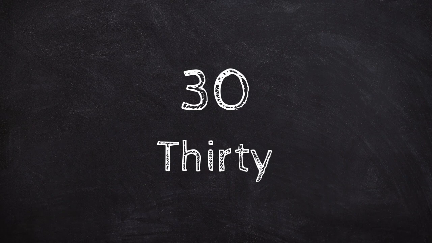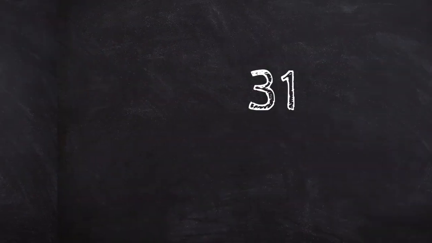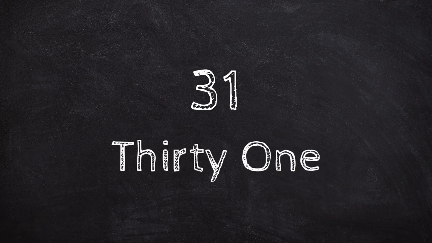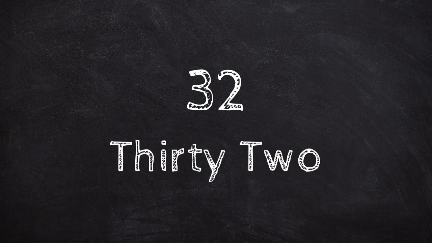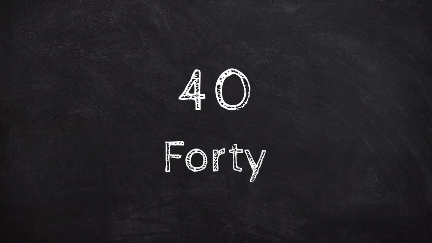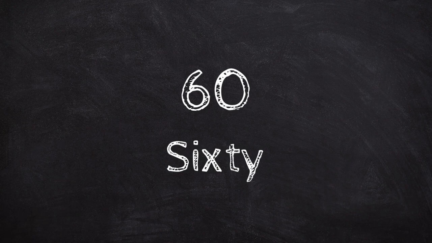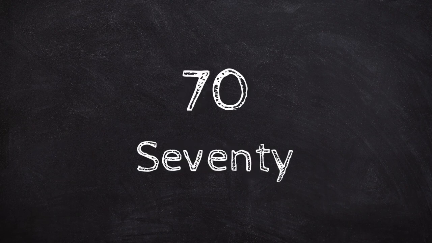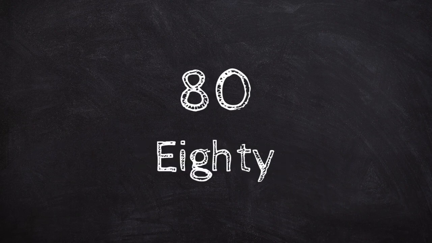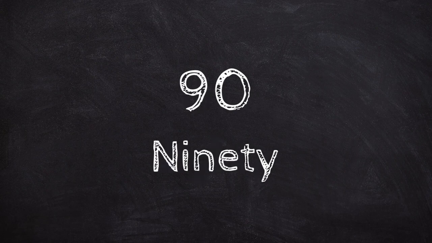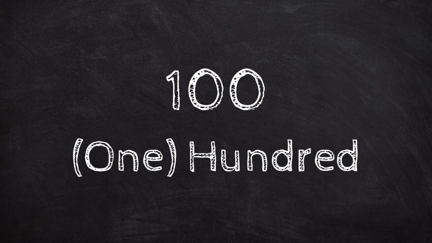3 0, 30. Numbers from 30 onwards will follow the same pattern. 3 1, 31. 3 2, 32, and so on. 4 0, 40. 5 0, 50. 60, 70, 80, 90, 100.